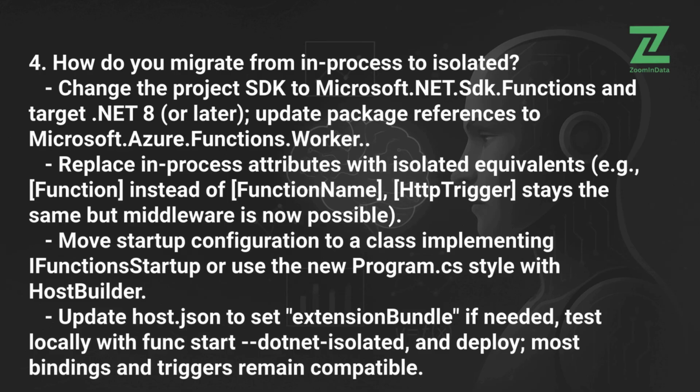Move startup configuration to a class implementing IFunctionsStartup or use the new Program.cs style with host builder. Update host.json to set extension bundle, if needed. Test locally with func start, .NET isolated, and deploy. Most bindings and triggers remain compatible.